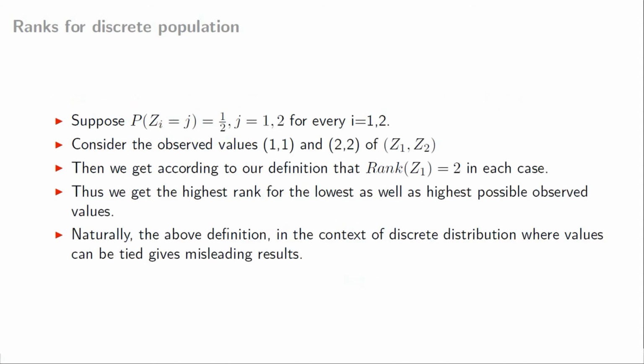Suppose Zi takes the values 1 and 2 with equal probability half for every i from 1 to 2. Consider the observed values 1, 1 and 2, 2 of Z1, Z2. Then we get, according to our definition, that rank of Z1 equals 2 in each case. Thus, we get the highest rank for the lowest as well as the highest possible observed values. Naturally, the above definition in the context of a discrete distribution, where values can be tied, gives misleading results.